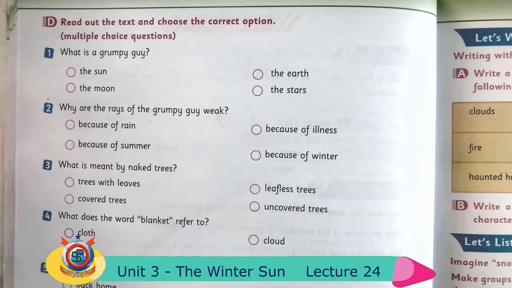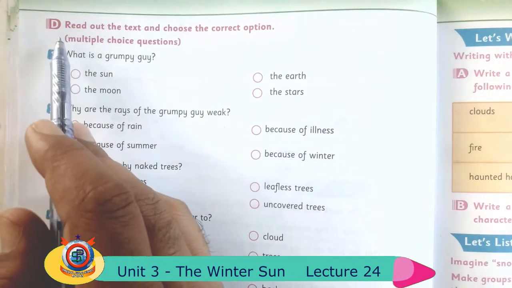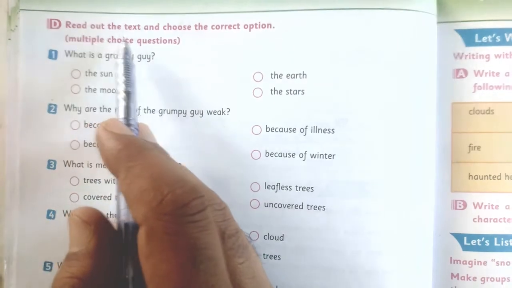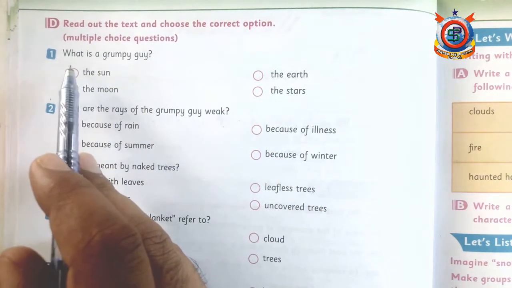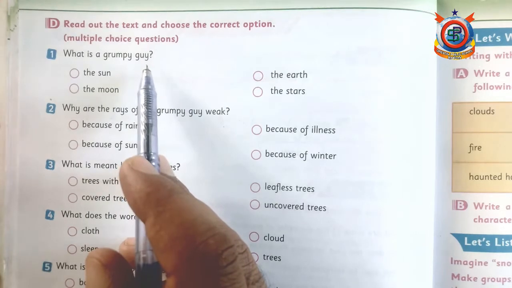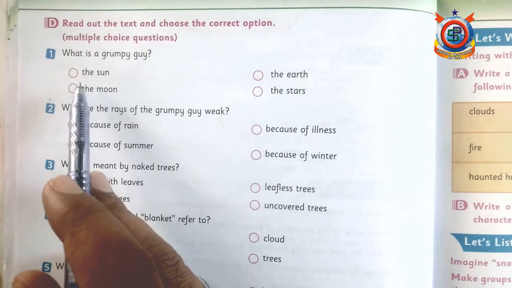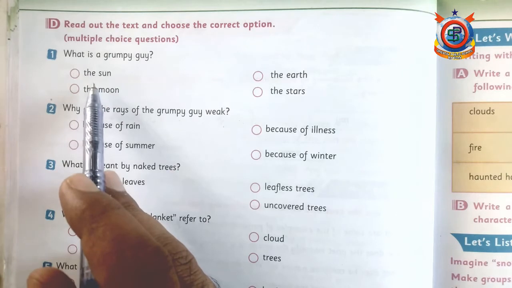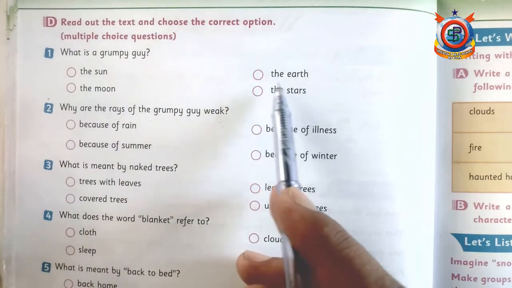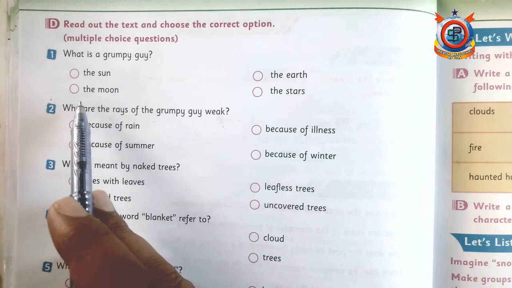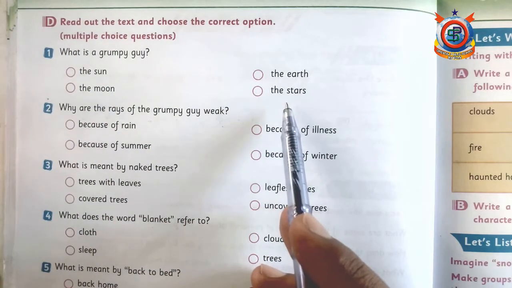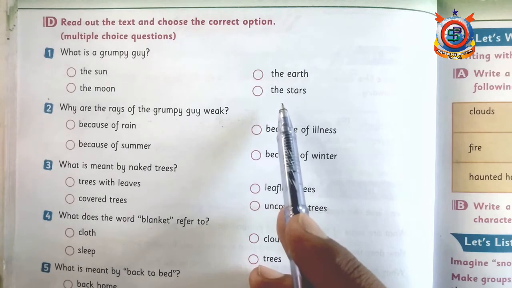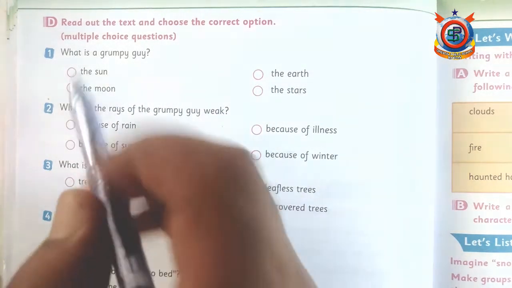Bismillahirrahmanirrahim. Dear students, take out page number 30, part D. Read out the text and choose the correct option. Number 1. What is a grumpy guy? Options are option A, the sun, option B, the earth, option C, the moon, option D, the stars. The correct option is option A, the sun.